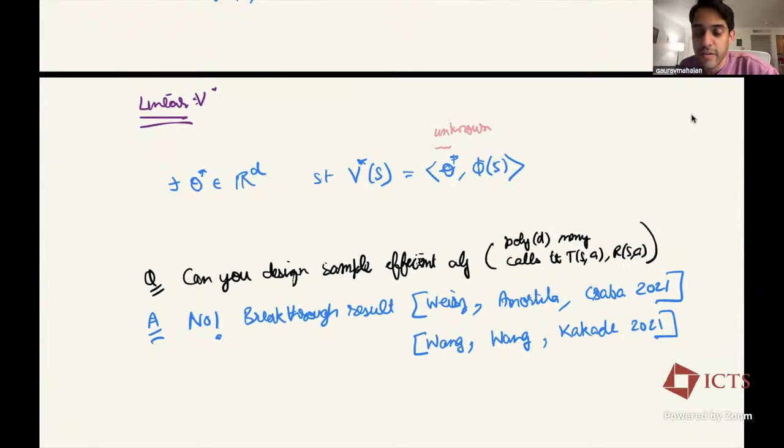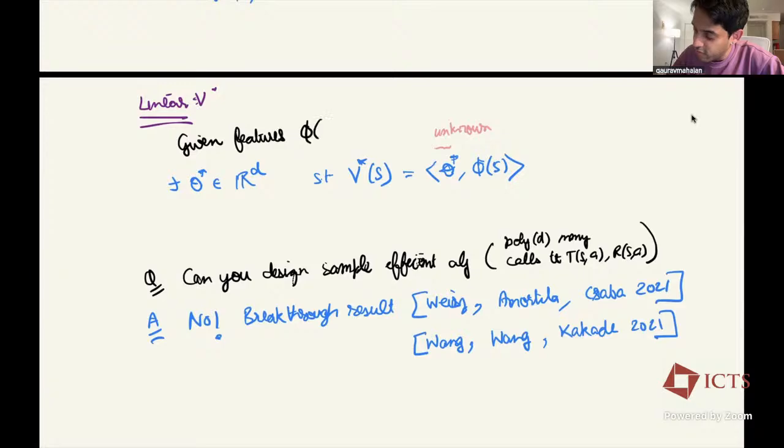So your point was how do we go about finding good phis, good feature vectors that give us good results in some way. Actually, no. You are given features phi of S. You're already given access to these features, so you don't have to find them. The question is, somebody even gave you these features.